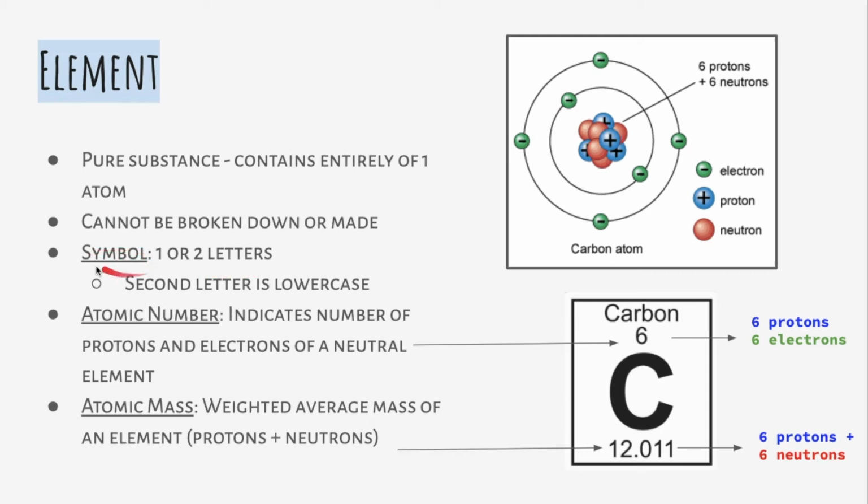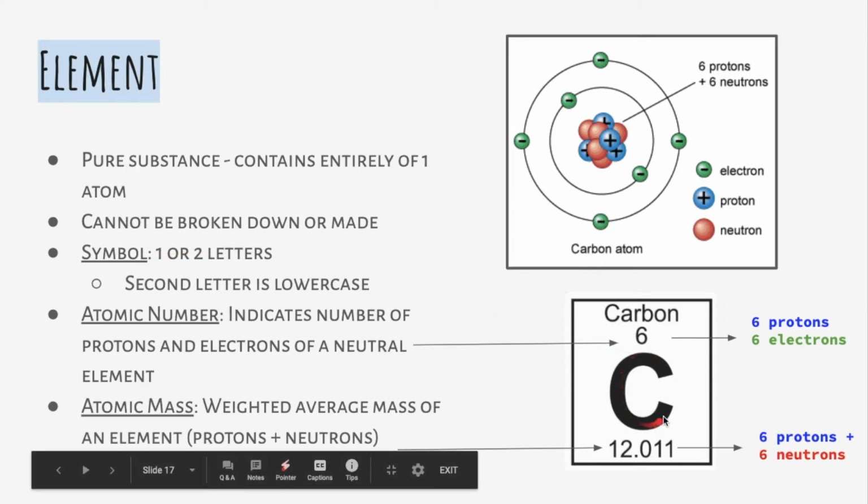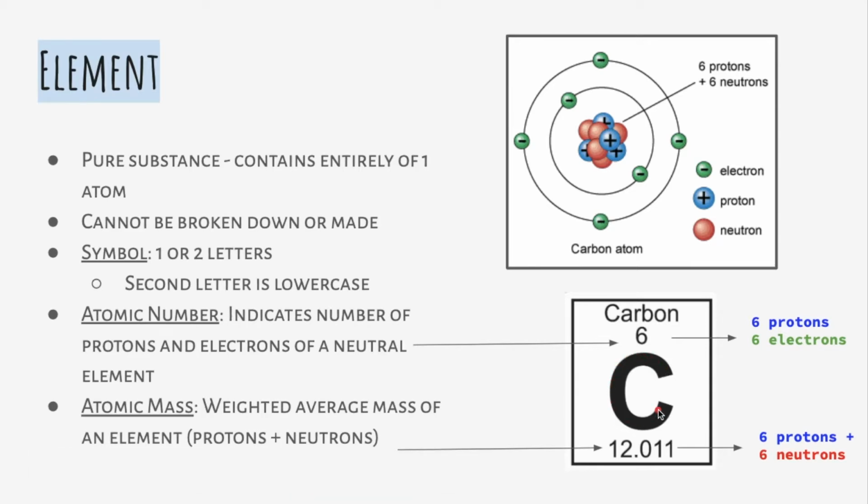So first, they can be represented by their symbol, and this is going to be 1 or 2 letters. So for carbon, our symbol is actually just going to be C. If we think about elements such as cobalt, it's represented by a capital C, lowercase o. So that second letter must be lowercase, and that's super important because if we think about having a capital C and a capital O, that's going to be carbon and oxygen rather than cobalt. So just be careful of that whenever you are differentiating the symbols for different elements.